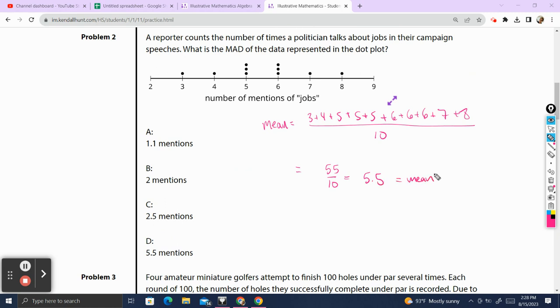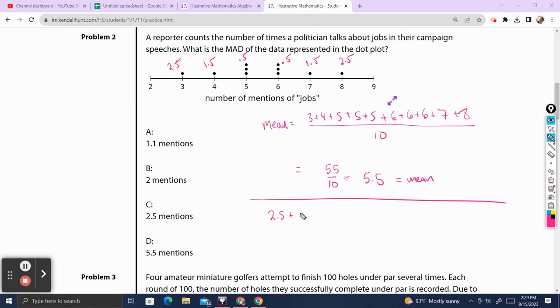We now have to calculate the absolute deviation for each number. So let's go ahead and do this over here. 3 is 2.5 away from 5.5, because 5.5 minus 3 gets me 2.5. 4 is 1.5 away. 5 is 0.5 away. 6 is 0.5 away, but in the other direction. But remember, with absolute deviation, because it's a distance, our values will always be positive. 7 is 1.5 away. And 8 is 2.5 away. So those are our absolute deviations.